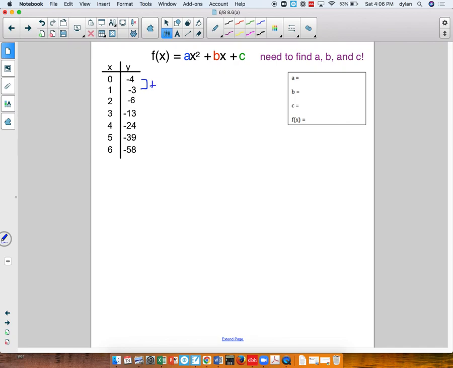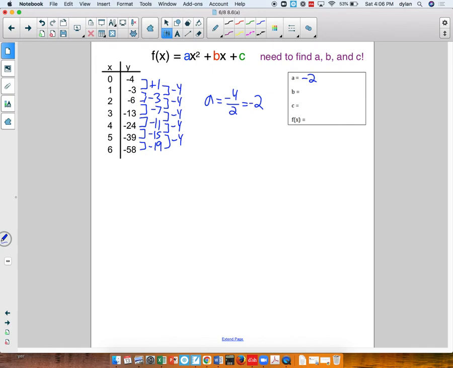So plus 1, plus 1, minus 3, minus 7, minus 11, minus 15, and minus 19. And if I go through here and find my second differences, I'm going to see that I'm subtracting 4 every time. So my a value is going to be negative 4 over 2, which equals negative 2. So that gives me the a value.